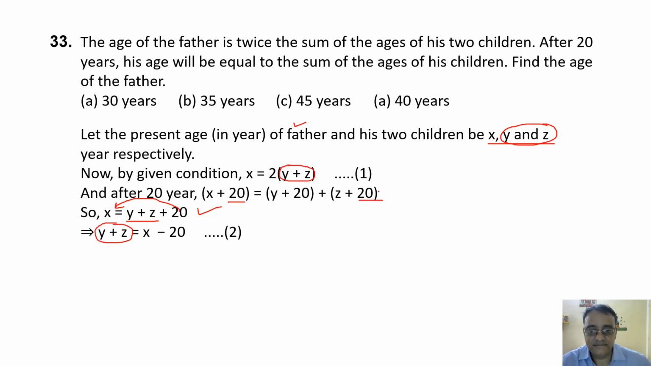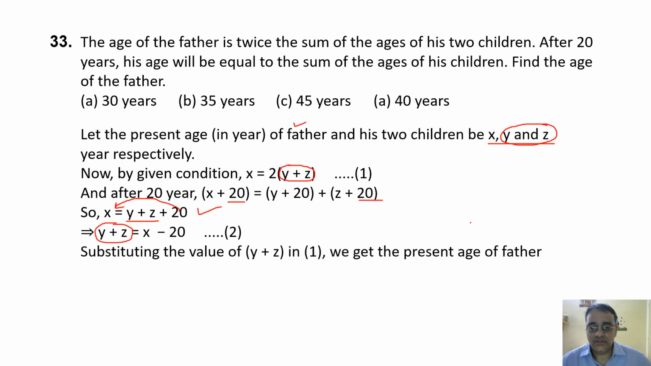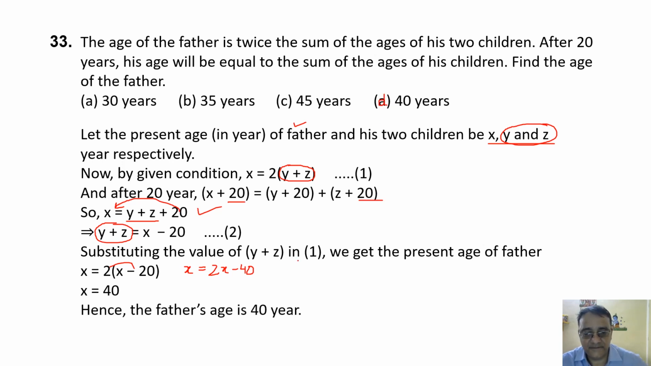Look here, okay? So after substituting, what will we get? x is equal to 2 into x minus 20. Right. So look carefully, this will become 40. So we will get x is equal to 2x minus 40. And what is the value of x then? 40, right. So hence the father's age is 40, we have to find only the father's age. So the correct option is Option D. Option D. This is D, right, there was a misprint. So the correct option is D.